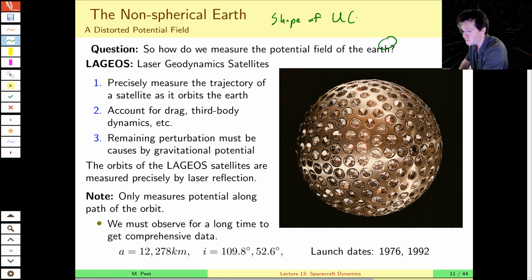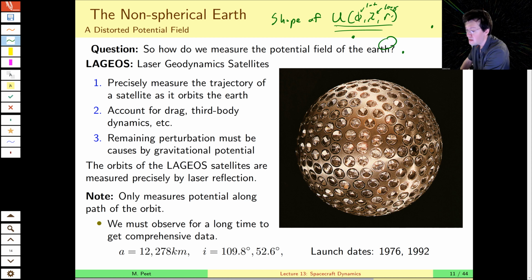So when we look at U, this is going to be a function not just of latitude and longitude, but also a function of radius. So what's the potential field at this point in space versus this point in space versus this point in space? The three coordinates that we'll use initially to define that potential field will be latitude, longitude, and radius.